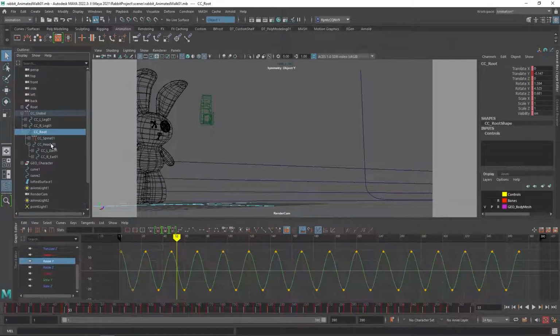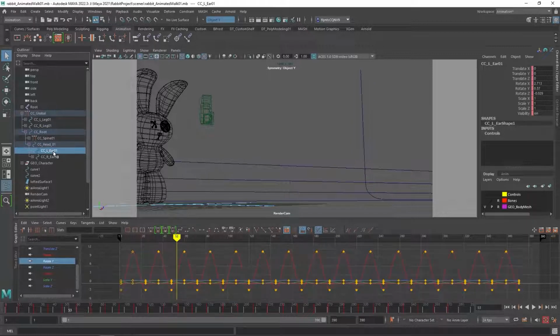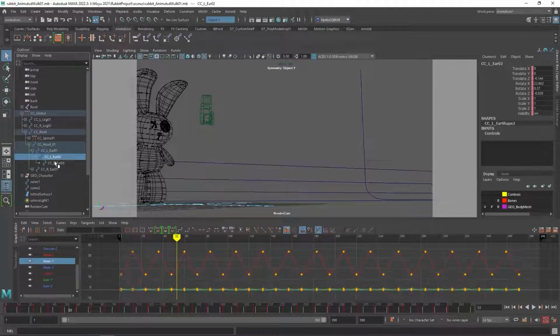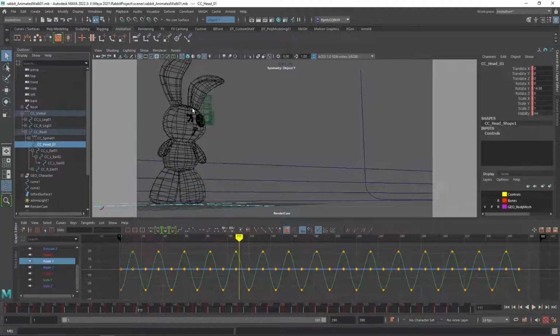We have some animation of the head. The head is rotating as he moves. The ears are going up and down and trying to sort of bob. The ear controllers are. And the other ear is doing the same. You can see the ears clearly moving here.